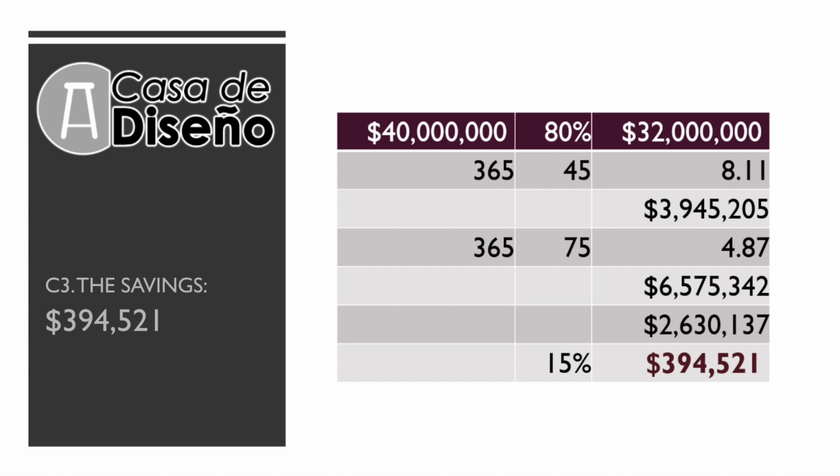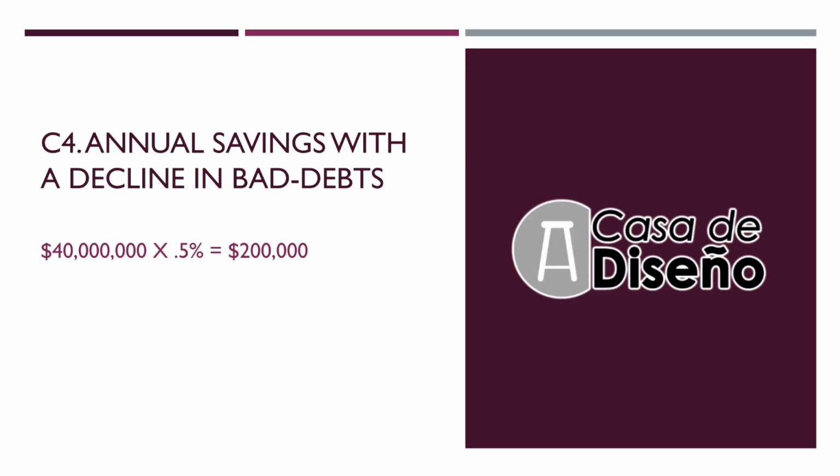$394,520. Now we will turn our attention to the firm's bad debts expenses. Assuming a decline from 2% to 1.5%, we would take the difference of 0.5% to determine the annual savings of $200,000.